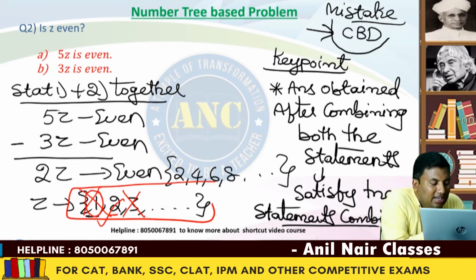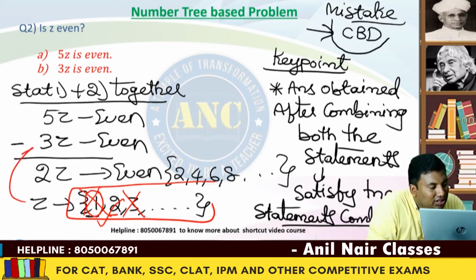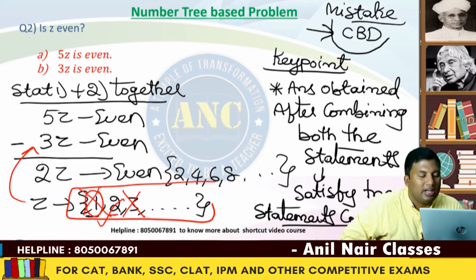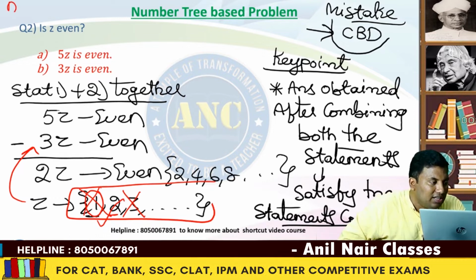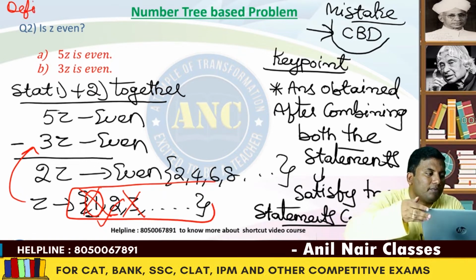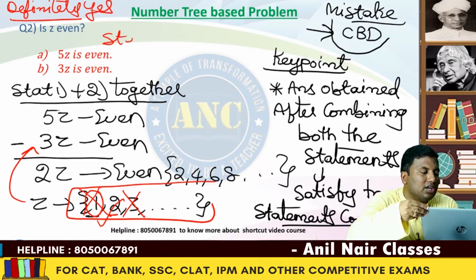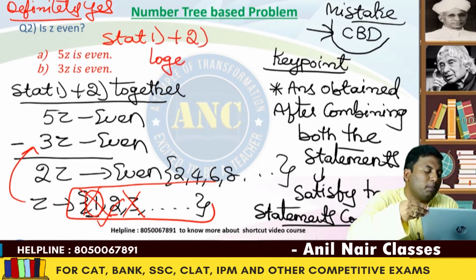This z of 1, 2, 3 came from this input. If it is not satisfying the input, how can the output be a right answer? z equal to 1 incorrect, z equal to 3 incorrect, z equal to 5 incorrect, all odd numbers are out. Remaining 2, 4, 6 are right. Are all these even numbers? Yes. Can I definitely say yes? Yes, definite yes. So the answer for this question is statement 1 plus 2 together.